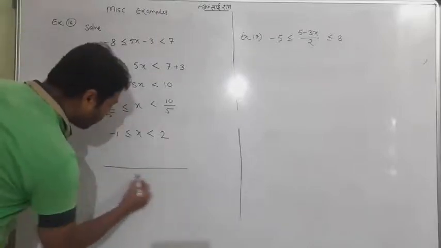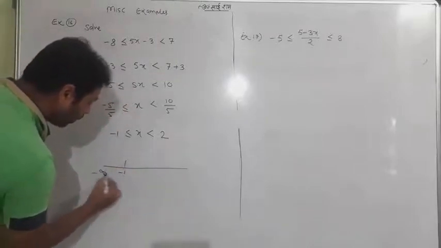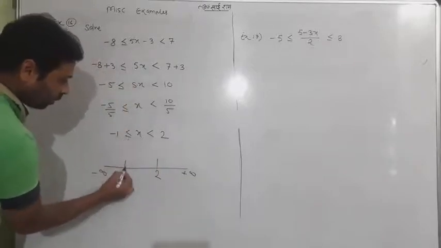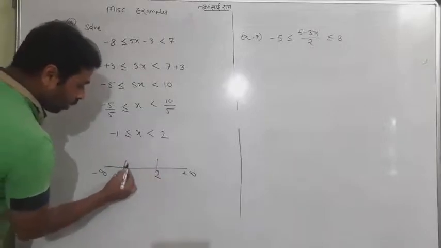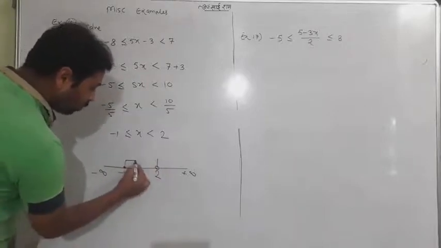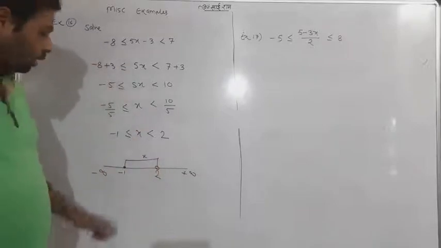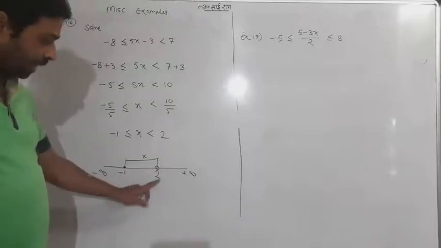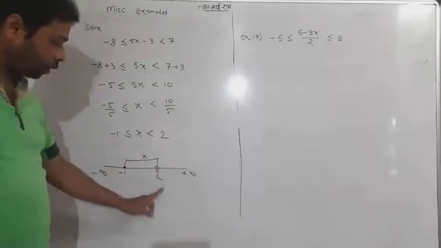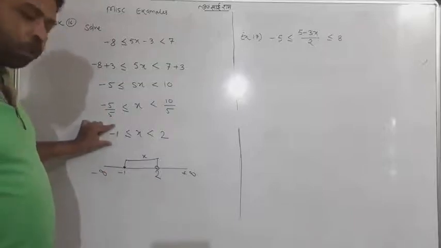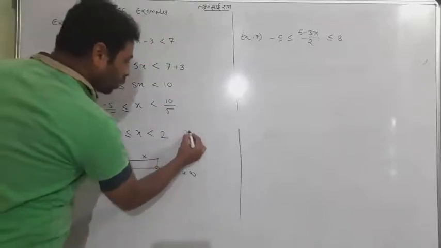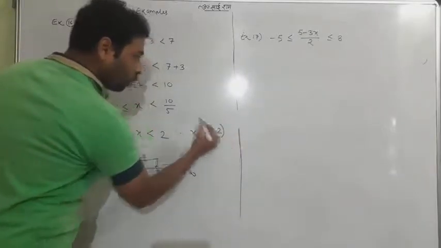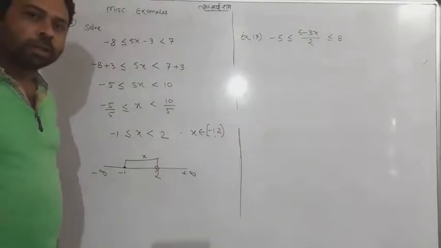Now you can represent the answer on the number line. Suppose it is minus infinity, it is plus infinity, no matter at all, it is minus 1 and 2. This has an equal to sign, so it is a bold one, a dark bubble, and this is an open bubble. It means that it includes and it excludes, and your x lies between minus 1 and 2. So that's the answer. You can also draw your answer here. Or you can say your answer, x belongs to minus 1 to 2. Here it is a closed bracket, here it is an open bracket. So all I have taught you earlier in the classes.